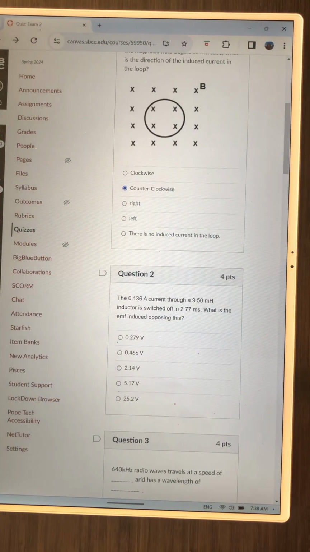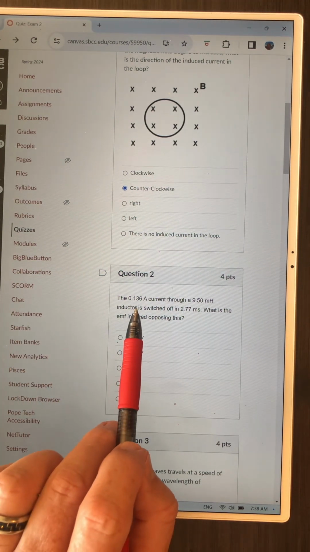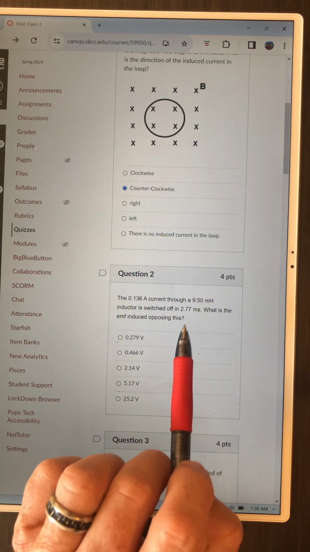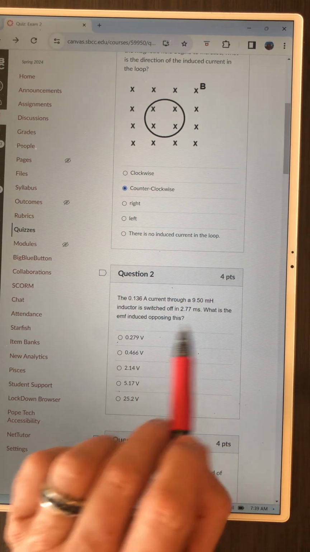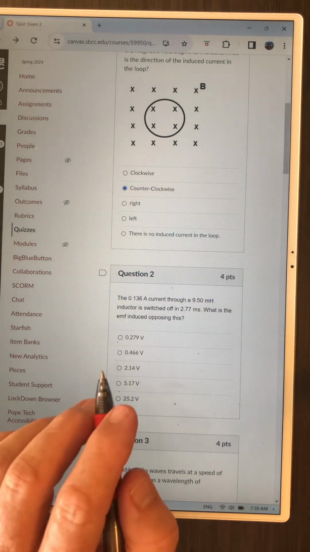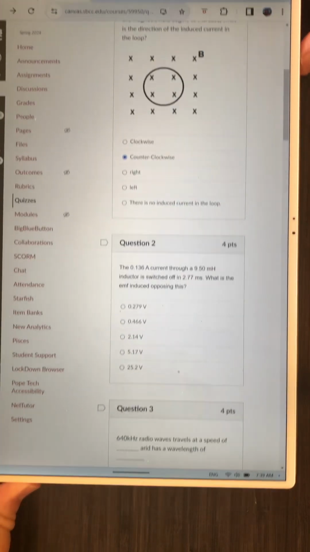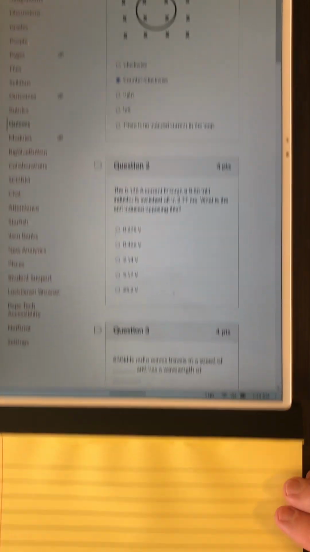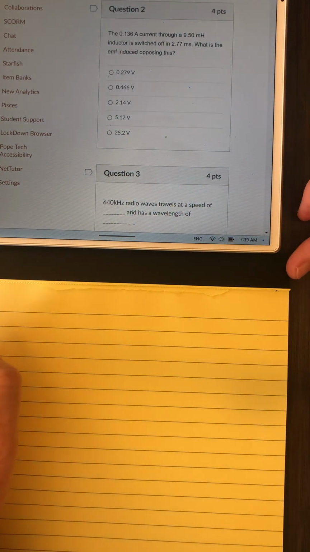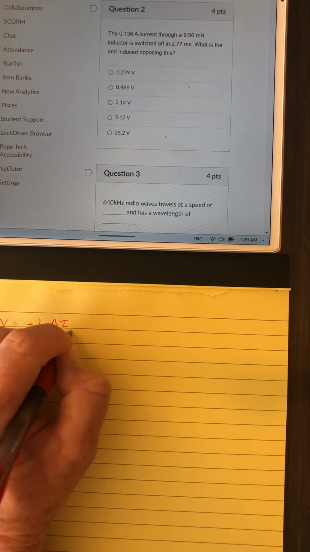All right, so number 2. Number 2 says a 0.136 amp current through a 9.5 millihenry inductor is switched off in this much time. What is the induced EMF? Well, it's going to take a little bit of math to do this one. Let me bring my pad in here. We learned that the voltage is equal to, technically, a minus L times how the current changes with time.